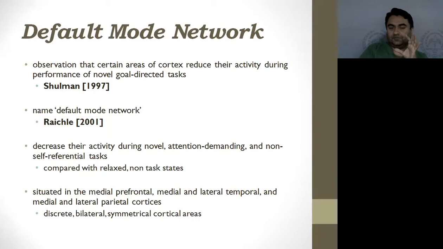The first observation that a particular part of the cortex would decrease in activity during goal-directed events was made by Shulman in 1997, not very far off. The name itself, DMN, was coined by Marcus Raichle in 2001 in the paper that he presented as an inaugural paper. There's a decrease in their activity during novel or attention-demanding tasks compared to relaxed non-task states, where it is actually active. Structurally, it involves the medial prefrontal, the temporal, both medial and lateral, and the parietal cortices, both medial and lateral. It's a discrete, bilateral, and symmetric involvement of the cortical areas.